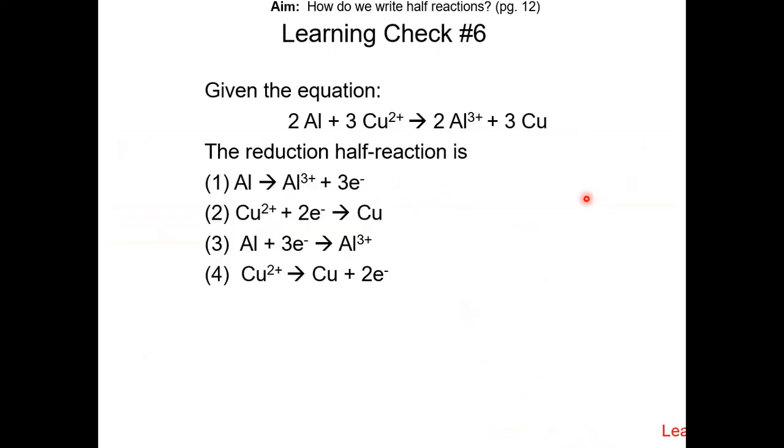Learning check number 6. Given the equation, the reduction half reaction is what? Pause the video and resume when completed. The first step is to figure out which element is being reduced. It is copper. It goes from copper 2 plus to copper 0. It gains 2 electrons. In reduction, electrons are on the reactant side, so the answer is choice 2.